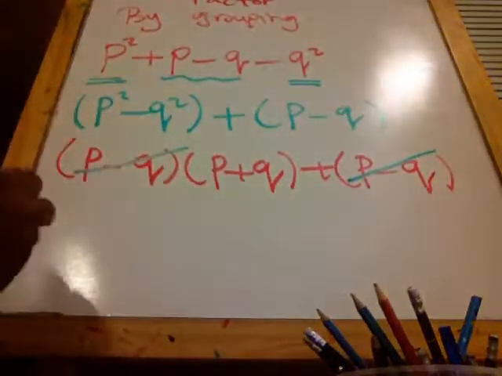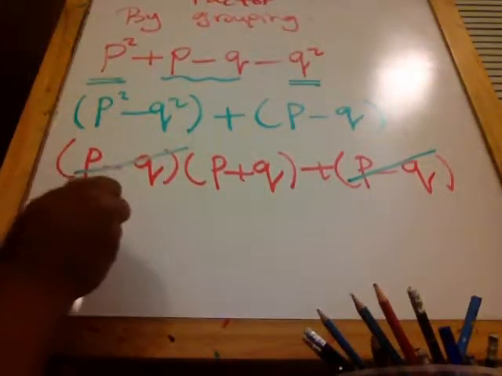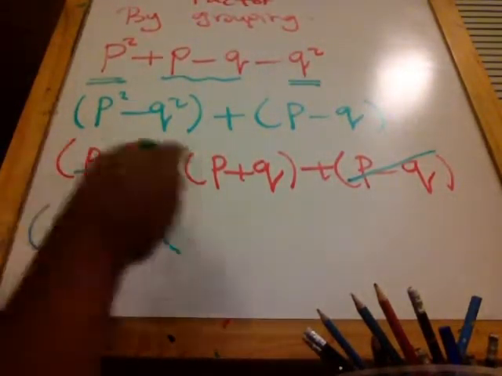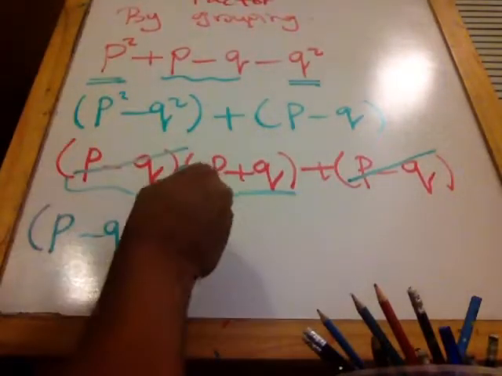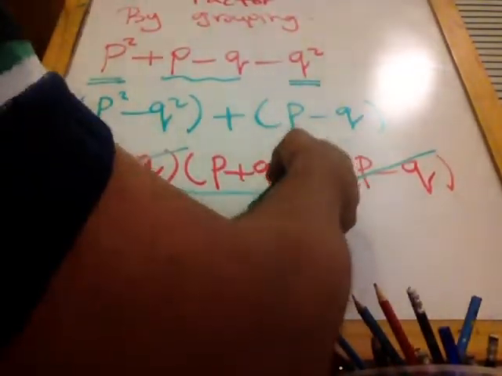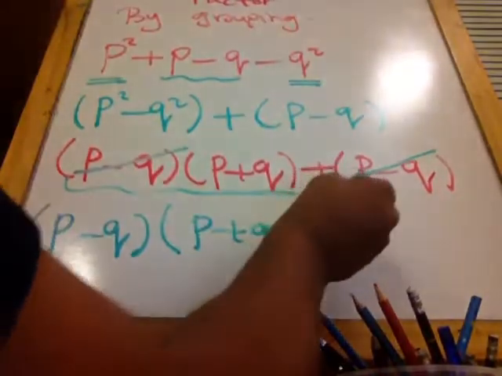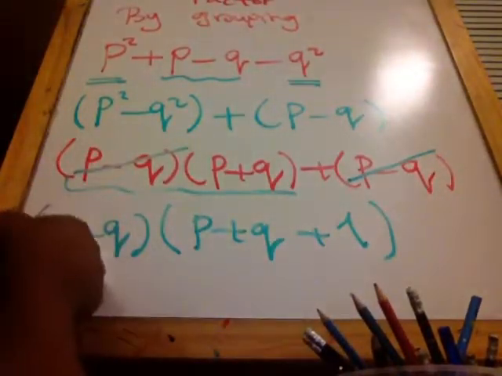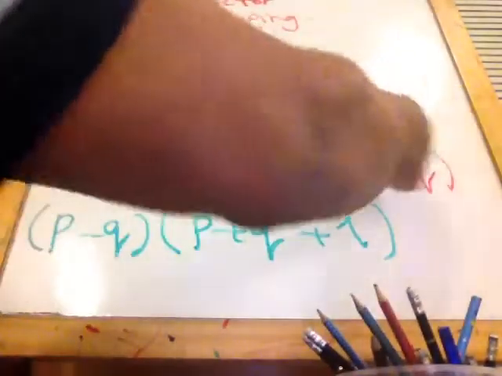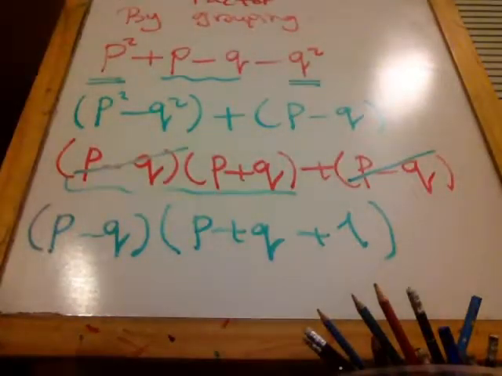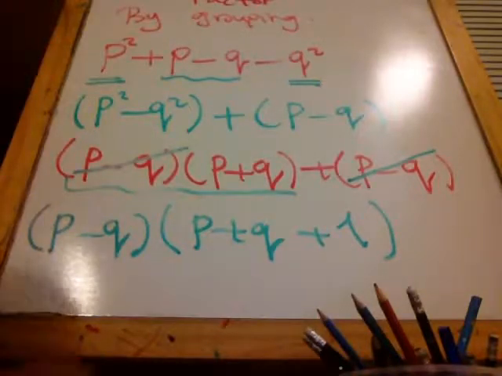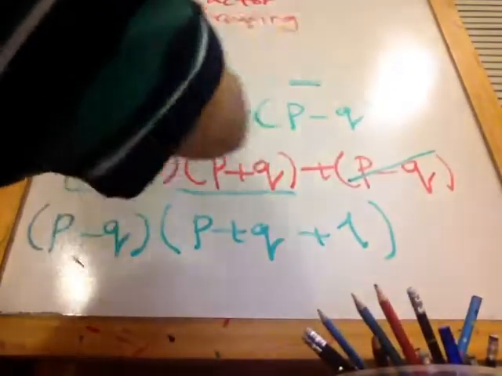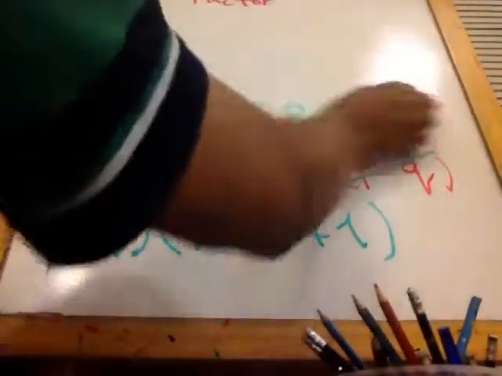Now you can see this is a common factor. So I'll put p minus q outside. What is left from the first term is just p plus q. And the second term is just plus 1. So when you multiply p minus q times 1, you will get p minus q here. So this is what we call factoring by grouping. Okay, let me take some examples, some exercises here.